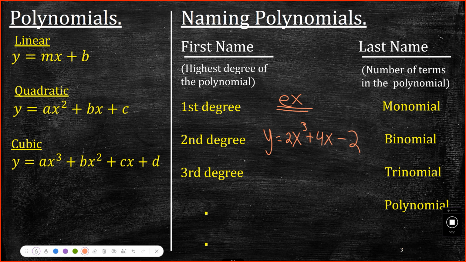Anyways, give it a name. Anybody? Let's go. Its first name is going to be the highest power, the highest degree of the polynomial. What is the highest power of this polynomial? It is going to be a third degree. That's its first name. How many terms are there? 1 term, 2 terms, 3 terms. That's going to be its last name, the number of terms. It's a third degree trinomial.